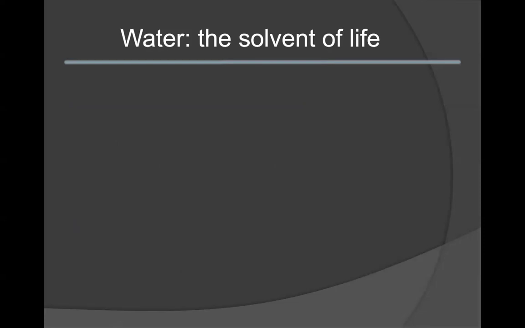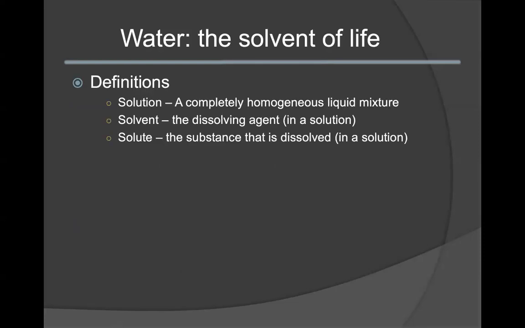Some important definitions that you should know is what is a solution. So a solution consists of a completely homogeneous liquid mixture. It is made of both the solvent and the solute. So the solvent is the dissolving agent in the solution, whereas the solute is what is being dissolved.